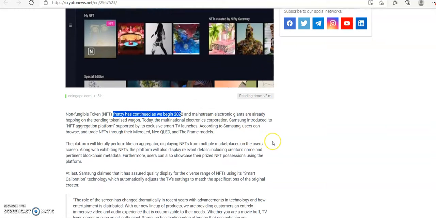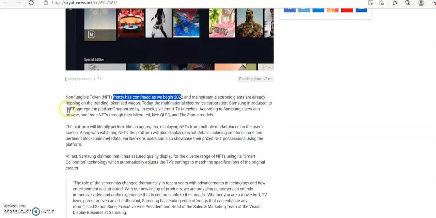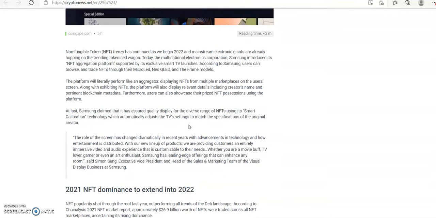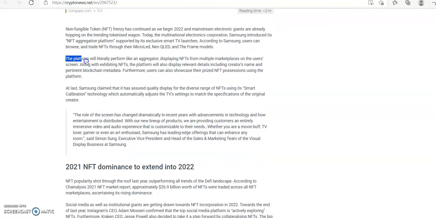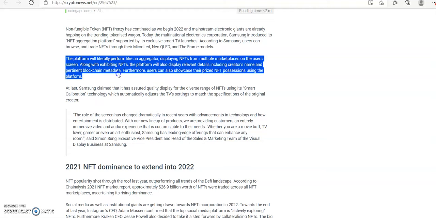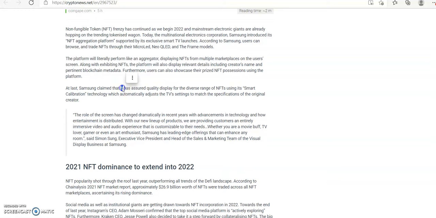Okay, so Samsung introduced the NFT aggregation platform supported by exclusive smart TV launches. Okay, now this is what the platform will do. The platform will literally perform like an aggregator, displaying NFTs from multiple marketplaces on the user screen, along with exhibiting NFTs. The platform will also display relevant details, including creator's name, blockchain metadata, and many more.